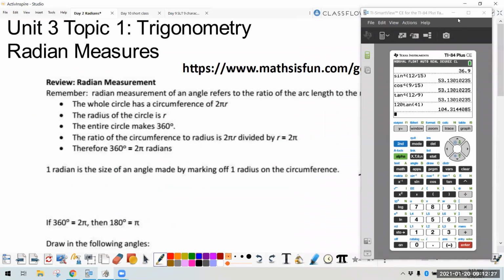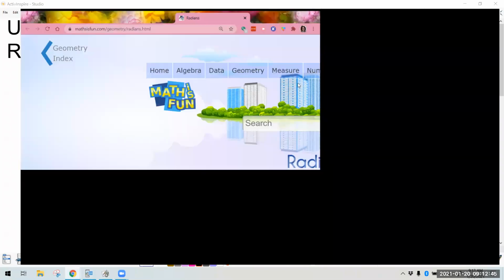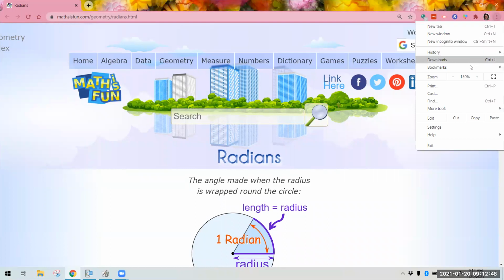Okay, our new topic today is radian measures. Radians is a unit of measuring an angle. So I don't want you to write anything down here yet. I want to show you this animation about radians.